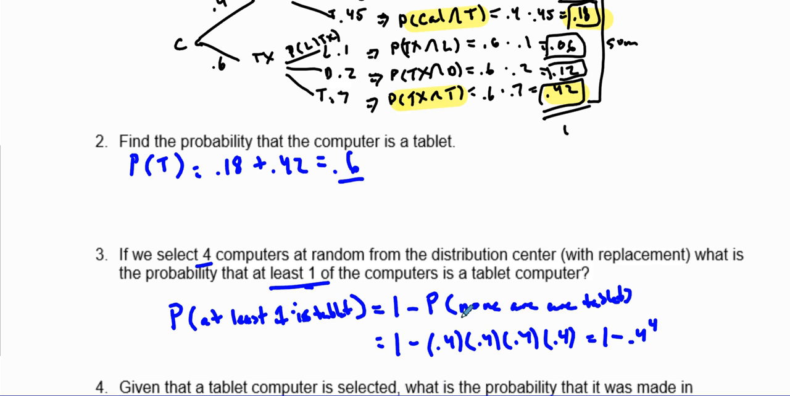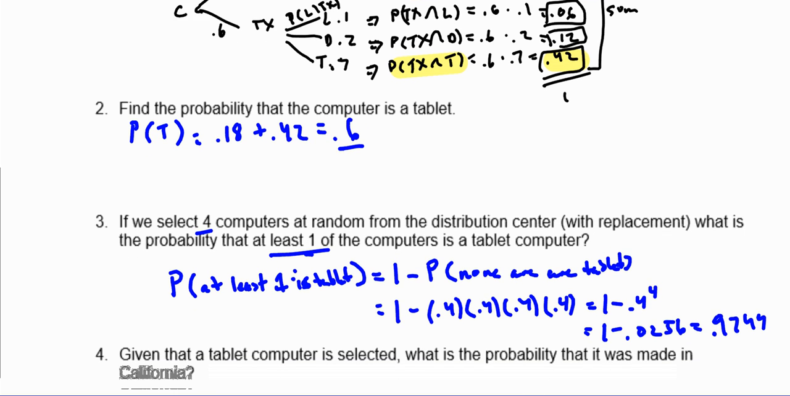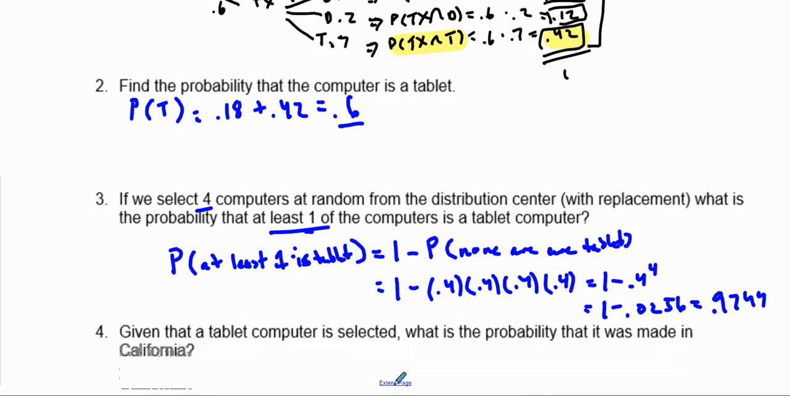If you do this, 0.4 to the 4th power equals 0.0256, so we have 1 minus 0.0256. We should have an answer of about 0.9744. And so that is the probability of at least one being a tablet. Pretty good odds.